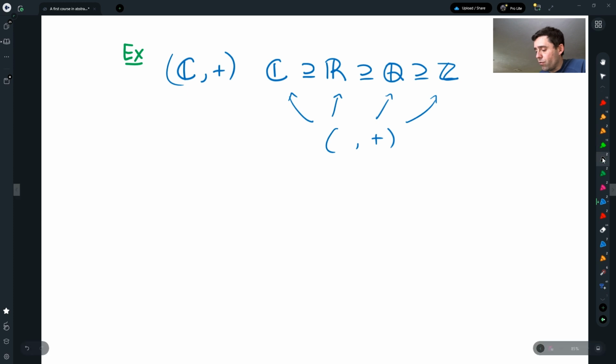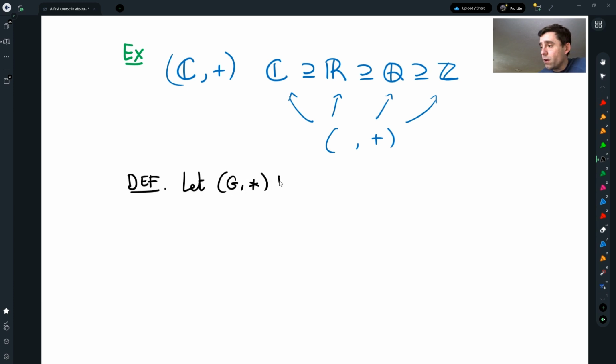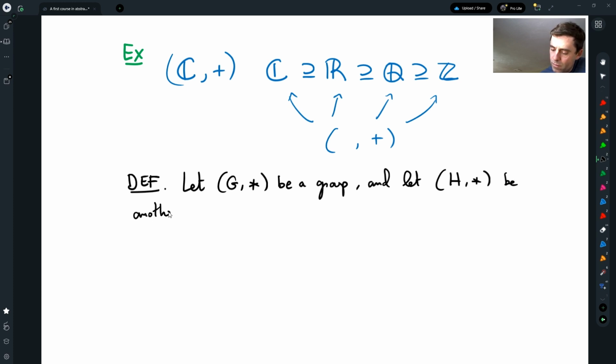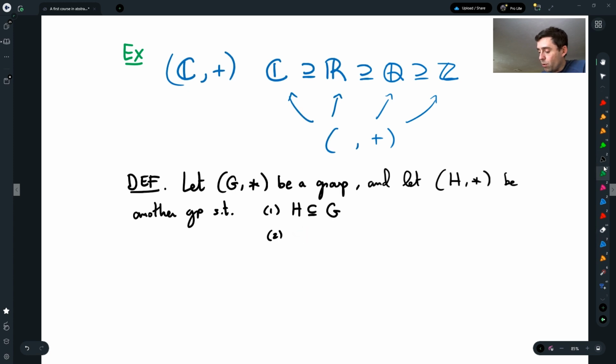So let me actually write a formal definition of this. Let (G, star) be a group, and let (H, star) be another group, such that, one, H is contained in G, and two, the binary operation is the same. H and G share the same binary operation.